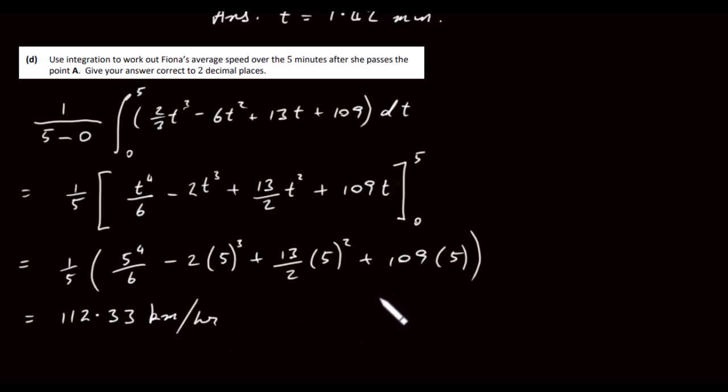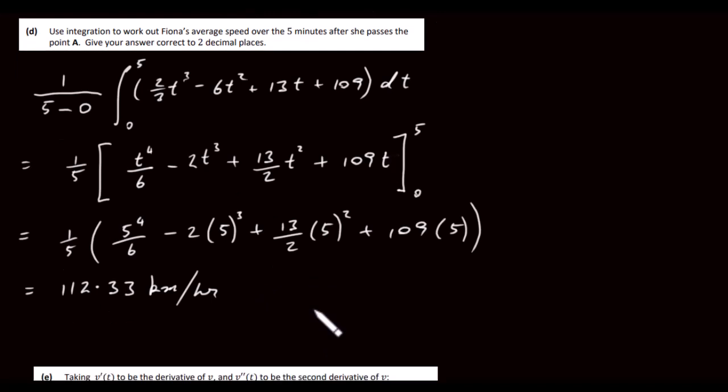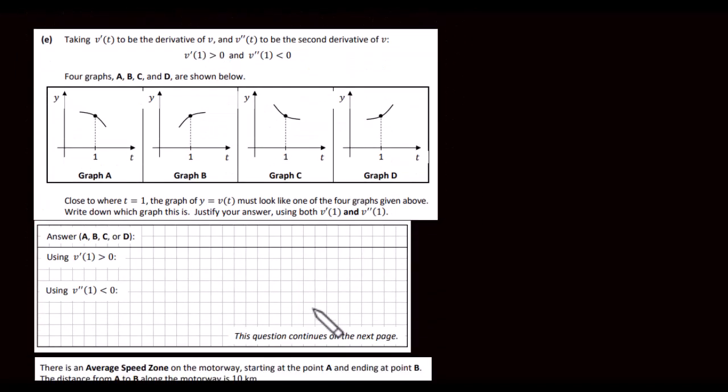So use integration to work out Fiona's average speed. So this is her average speed over the first 5 minutes after she passes the point A, and we've given our answer to 2 decimal places. Okay, so let's have a look at the next question then, part E. Now, taking v prime t to be the derivative of v and v double prime t to be the second derivative of v, the first derivative of v at 1 is positive and the second derivative is negative.